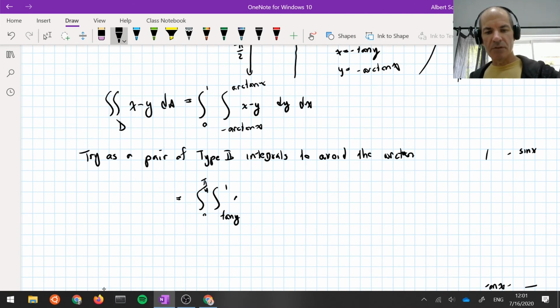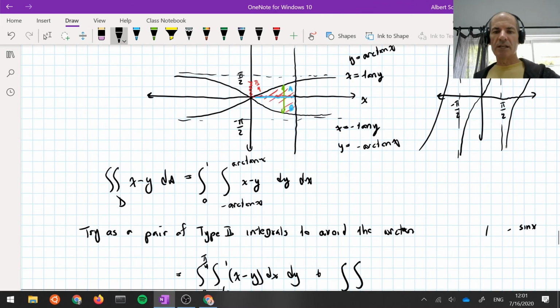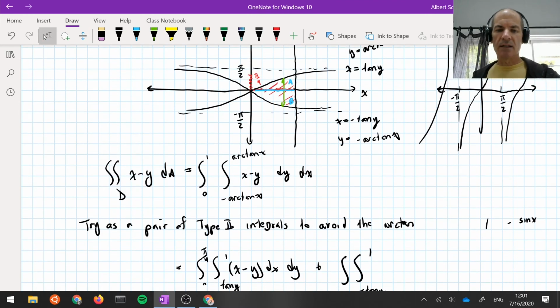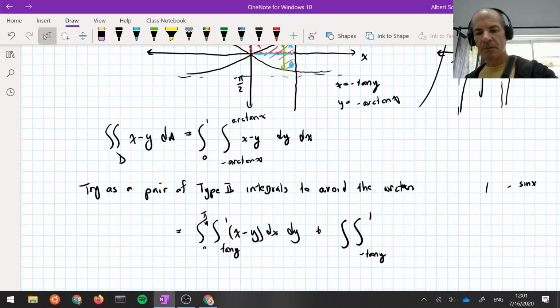And the integrand, of course, is the same, x minus y dx dy, plus the integral over region B, the lower curve being minus tan y, the upper curve still being 1, and the outer limits of integration are going to be from minus pi over 4 to 0, x minus y dx dy.